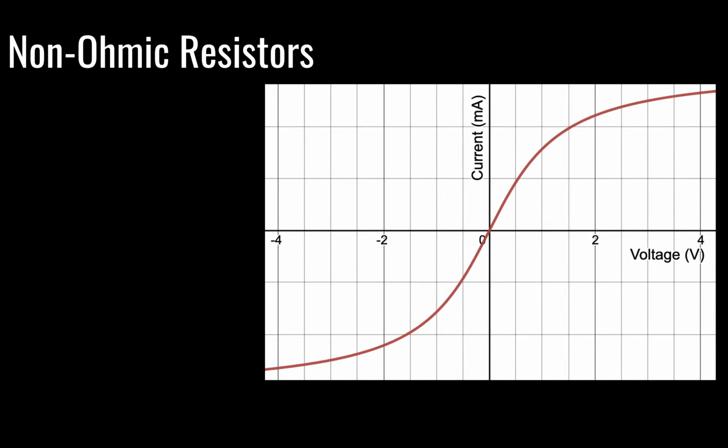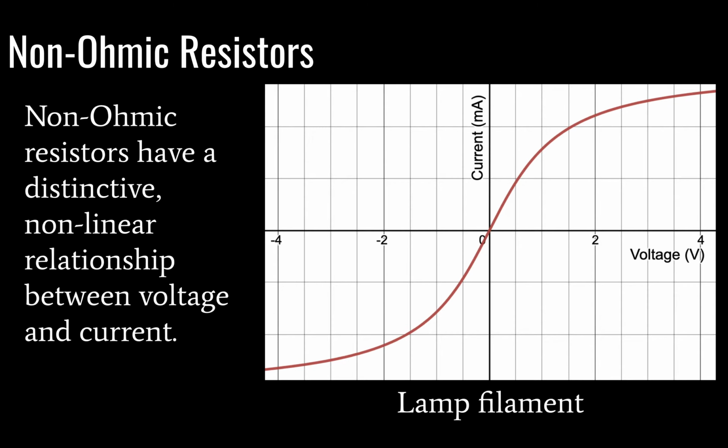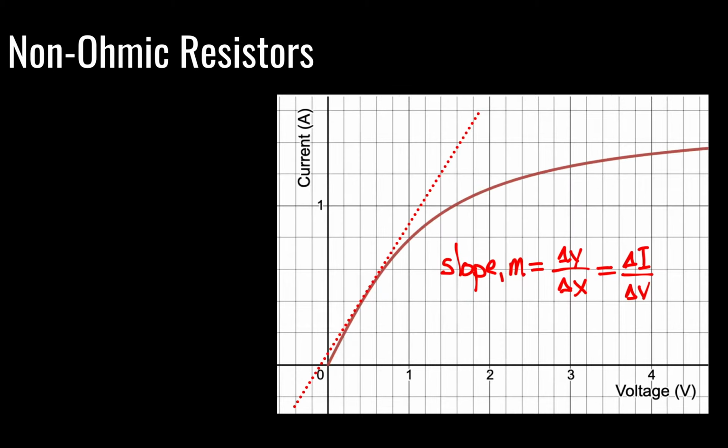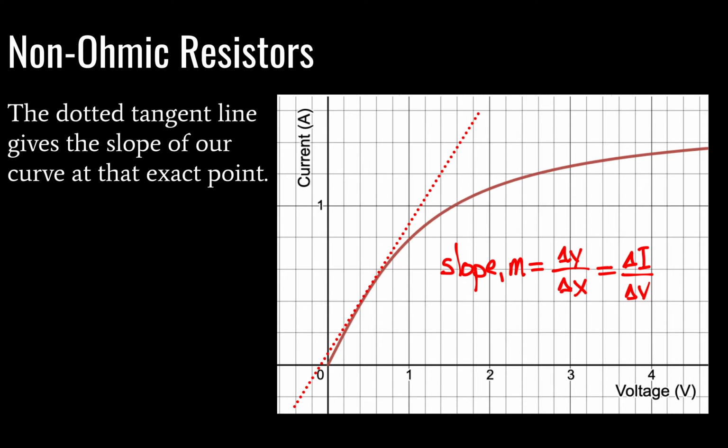Okay, non-ohmic resistors are more typical of what happens under natural conditions. And these non-ohmic resistors have a distinctive nonlinear relationship between voltage and current. So you get this nice S curve. Okay, so looking at non-ohmic resistors in a little more detail, you can see here, I've drawn this dotted line, and this is a tangent line. Remember, a line tangent to a curve is defined by the fact that only one point on this line is touching the curve. So in this case, we would be looking at a voltage of half a volt, probably.